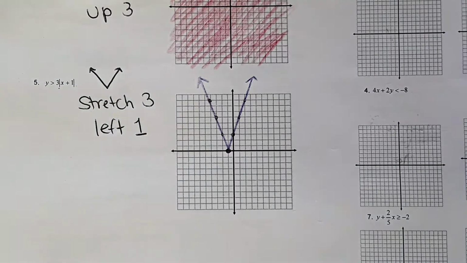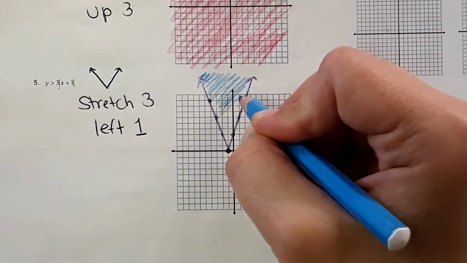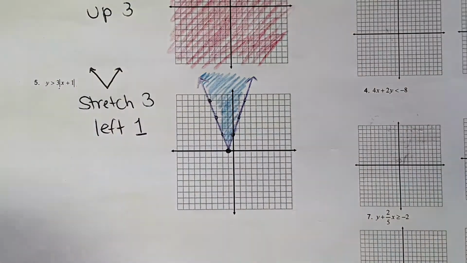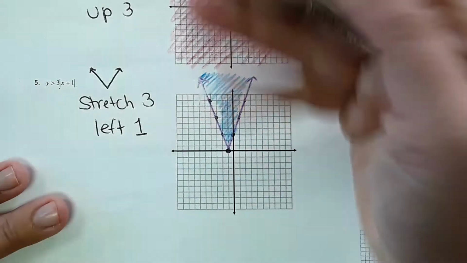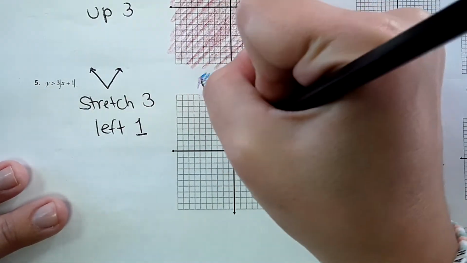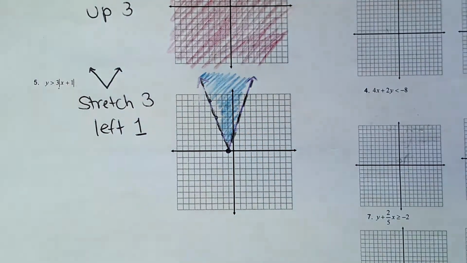And then last but not least, I need to shade. It says y is greater than this, so the shading actually goes in this area here. Oh, it was supposed to be a dotted line. Good catch. Yeah, it should have been a dotted line. I was like into the moment. Where's the eraser? I'm just trying to make it a dotted line like this. Okay. And that's it. Pretty easy.